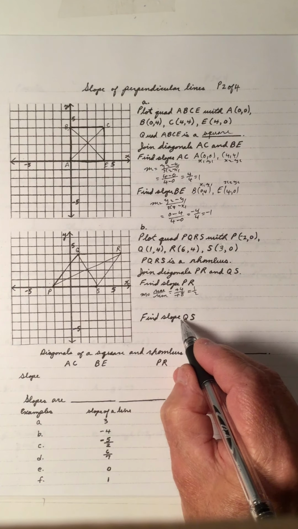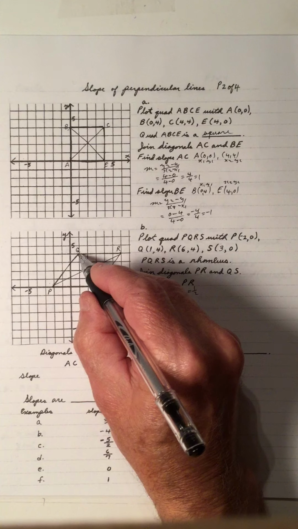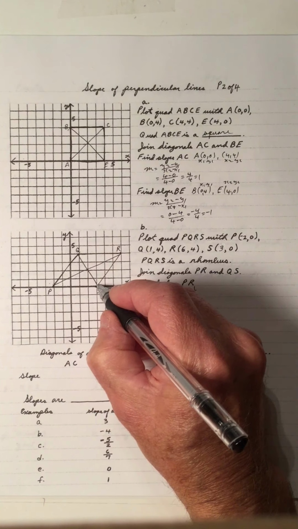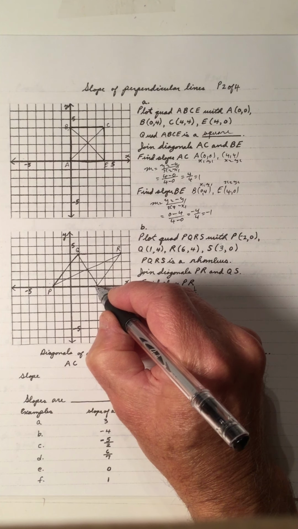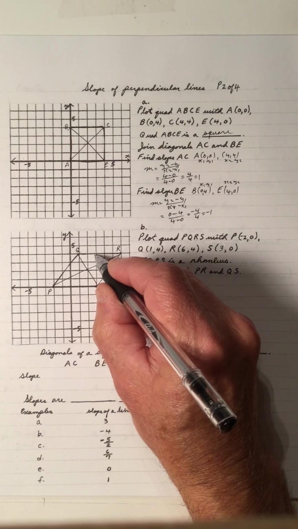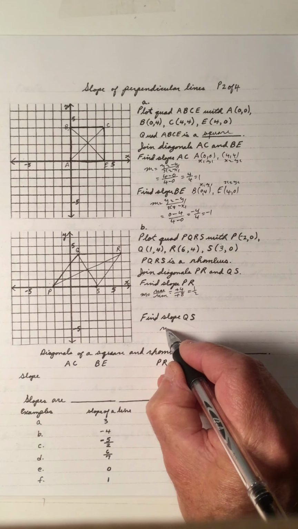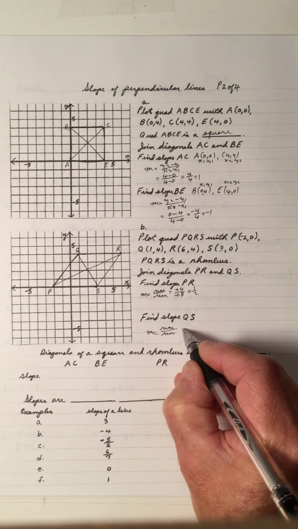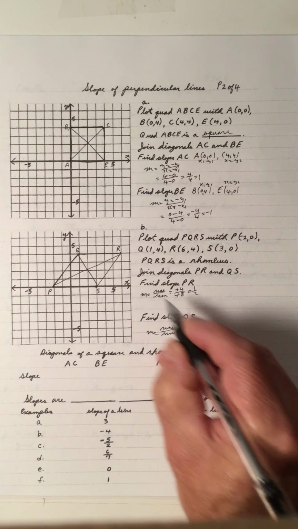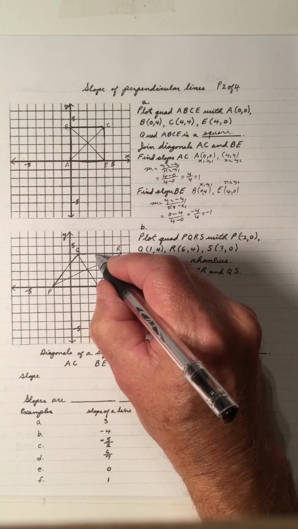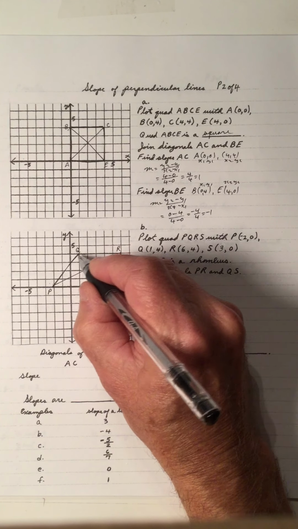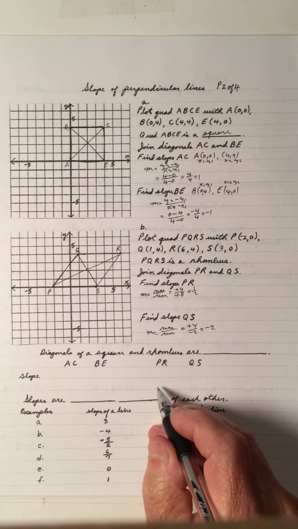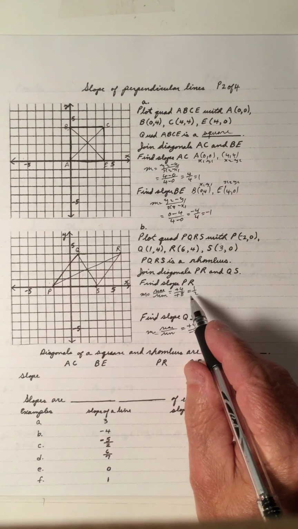And let's get the slope of QS. Let's go from Q down to S, or S up to Q, either way. Let's do the rise: 1, 2, 3, 4. So the rise over the run, the slope, is a plus 4. And the run is left 1, 2. So left is a minus. So that's negative 2.